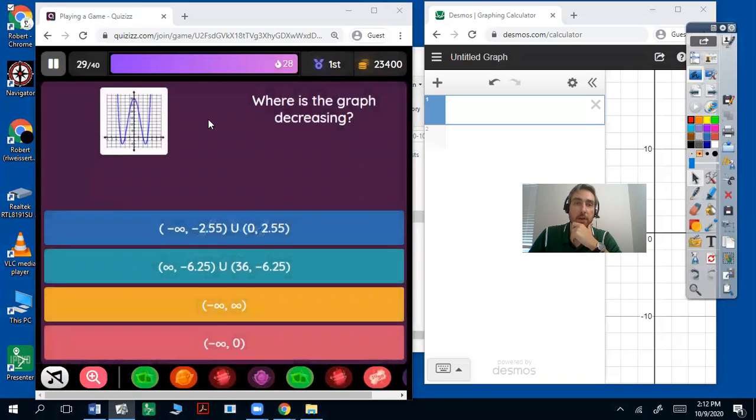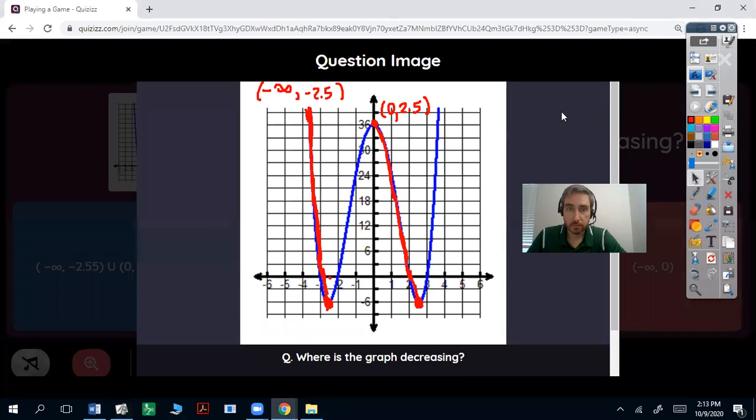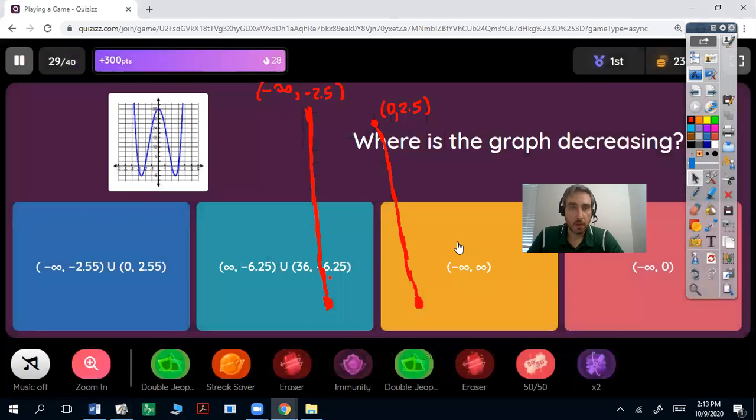Number 29, where's the graph decreasing? Let's analyze that. The graph is decreasing here because it's going down as it goes to the right, and it's decreasing here. Since it keeps decreasing all the way from the left side forever, we start with negative infinity, and then as soon as it hits this point here, about negative 2.5, it stops decreasing. Then it starts increasing, and then right around 0 it starts decreasing, and it stops decreasing right around positive 2.5. So those are your two intervals of decreasing. It's not exactly 2.5, but this is really close, 2.55, so we'll pick that one there.